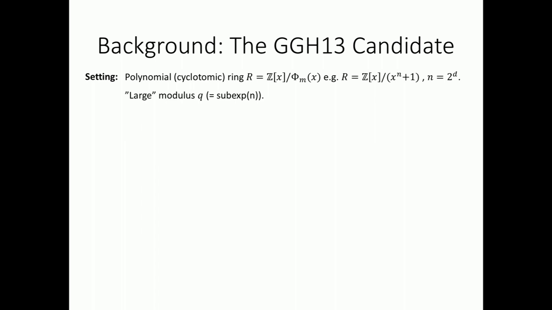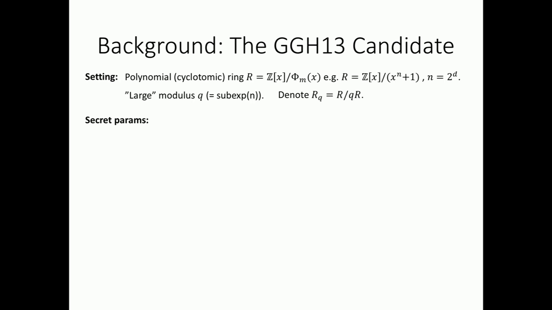And we also have a large modulus Q, so it's going to be sub-exponential in n, pretty big. And we're going to also think about taking this polynomial ring and taking that modulo Q. So in these cyclotomics, what it means is that you just take all the coefficients modulo Q. So we're going to think about both R and R sub Q. R is just doing things over the integers, modulo x to the n plus 1. And R sub Q is taking all the coefficients modulo Q. And you can still do addition, multiplication, whatever you want. All right, so this is the setting.